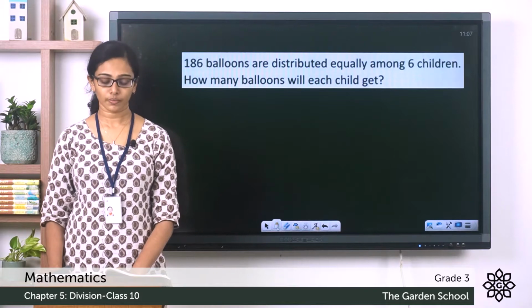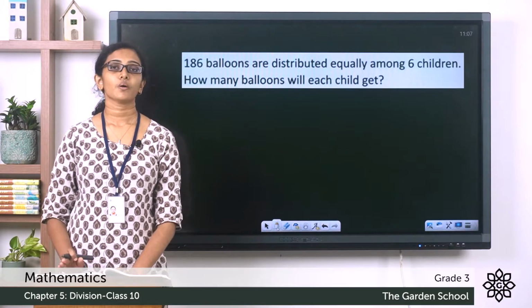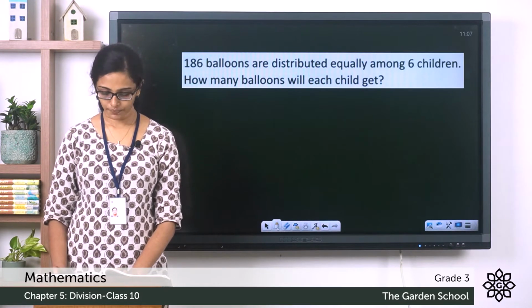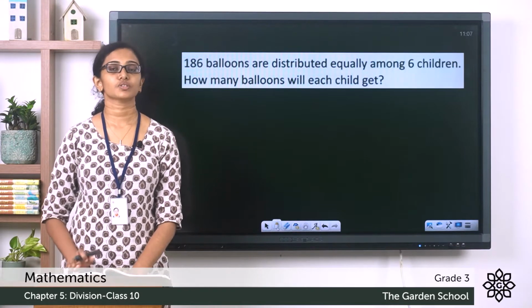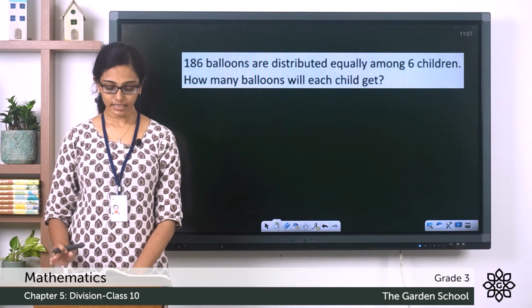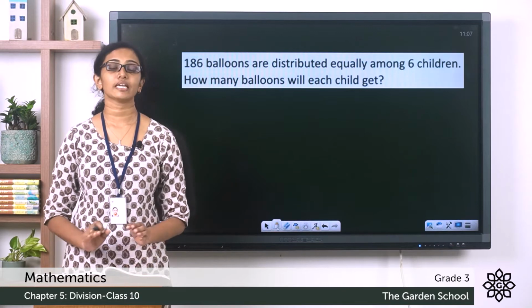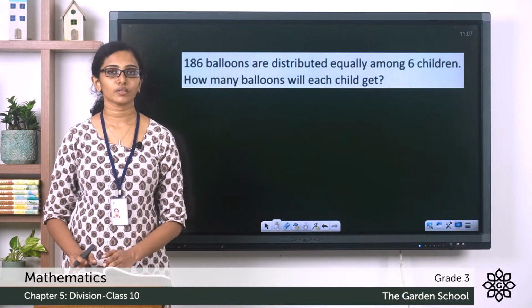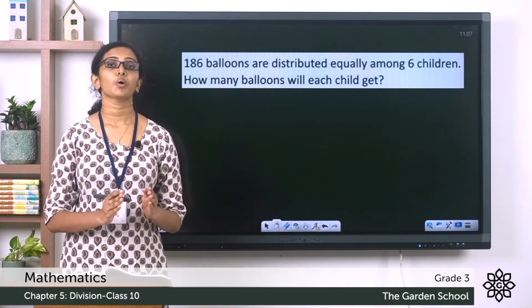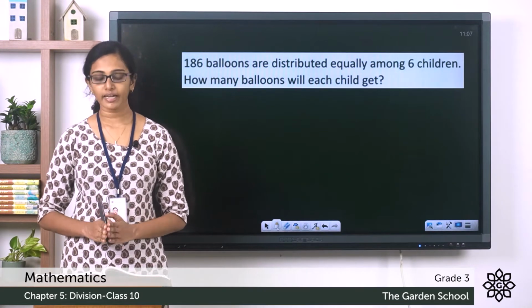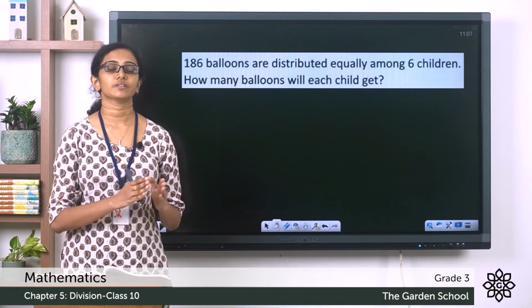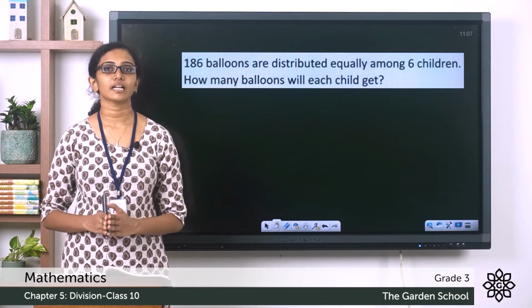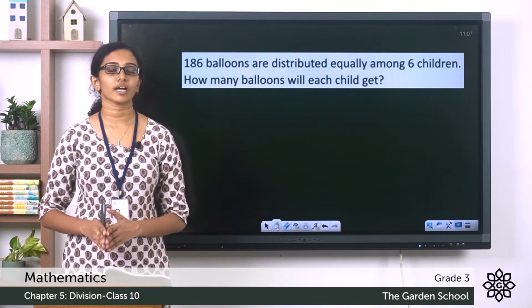So what is given in the question? They have a total of 186 balloons and there are 6 children. We have to divide these 186 balloons equally among these 6 children. How can we do that? We have to divide the number 186 by 6. And the result of the division will tell us how many balloons each child will get.